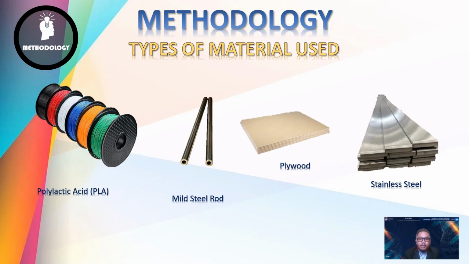The second one is a mild steel rod that is used to make the blade cut more stably. The third is plywood. It is used as the base of the product because it is lighter and cheaper. And lastly is stainless steel, used to make a clamp, a tool used to temporarily hold a small workpiece when cutting, and so on.